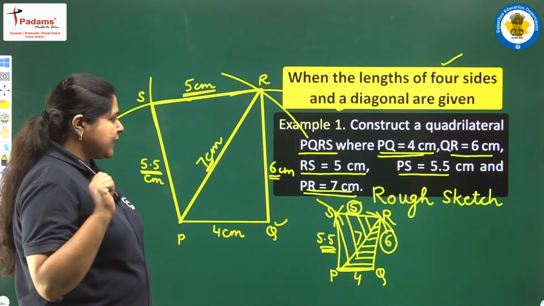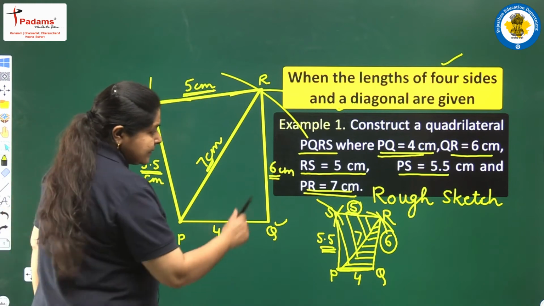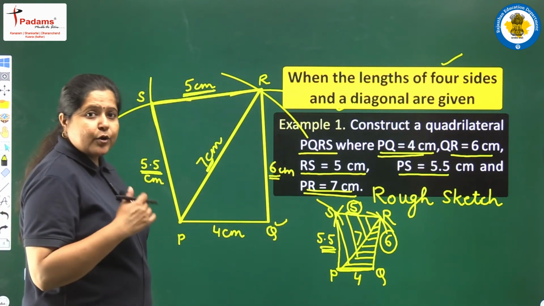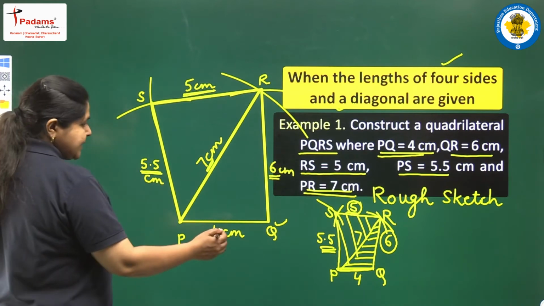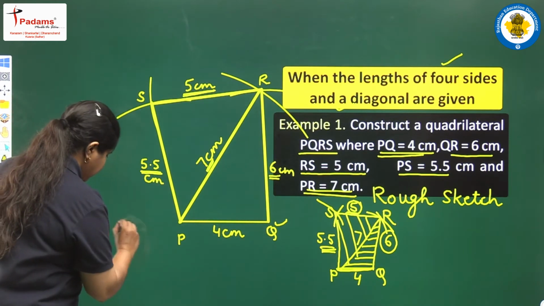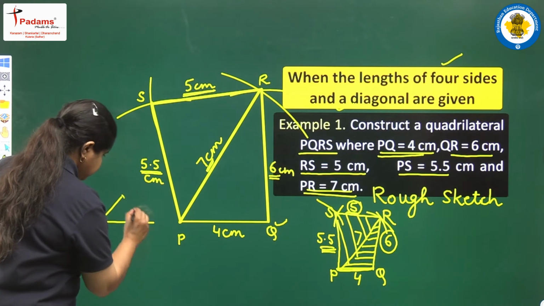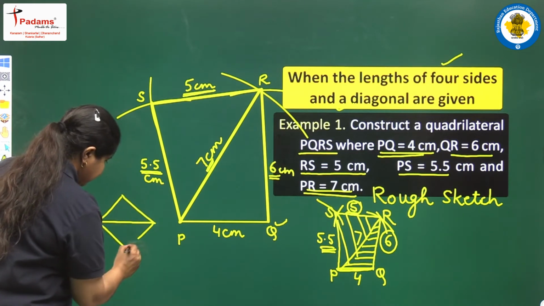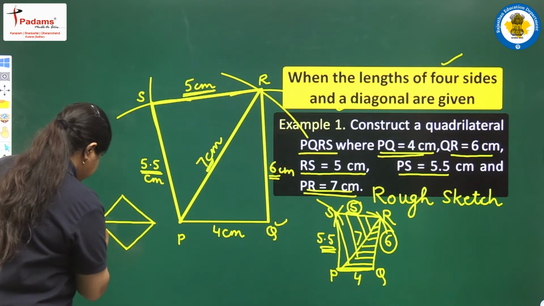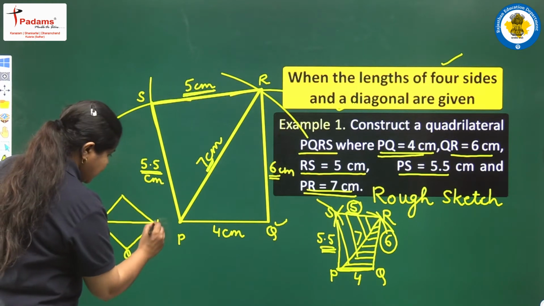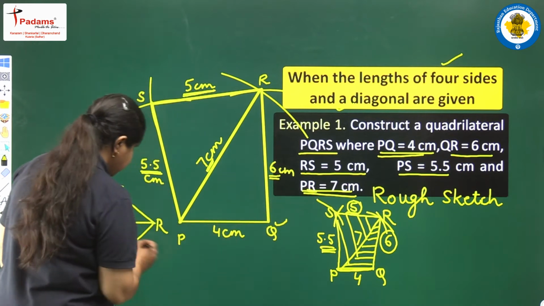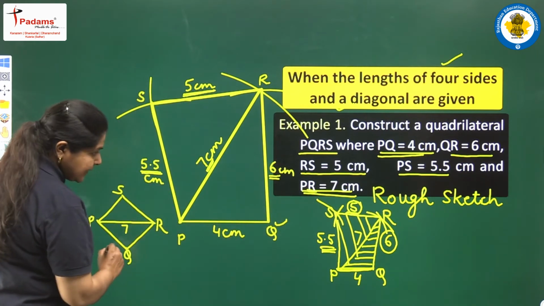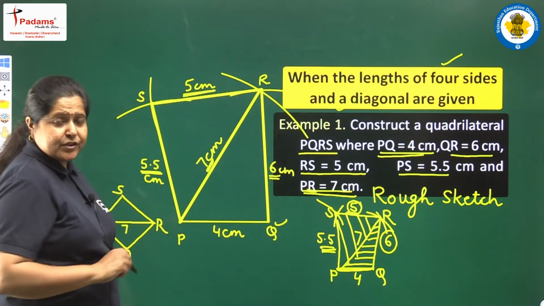One thing more I would like to tell you is that this rough sketch can be drawn in another way also. How can it be drawn? We can take it in this form also. Taking the diagonal in the center, P, Q, R, S. Here we have taken this diagonal in the middle part. This is 7 and then you can write the corresponding measurements.